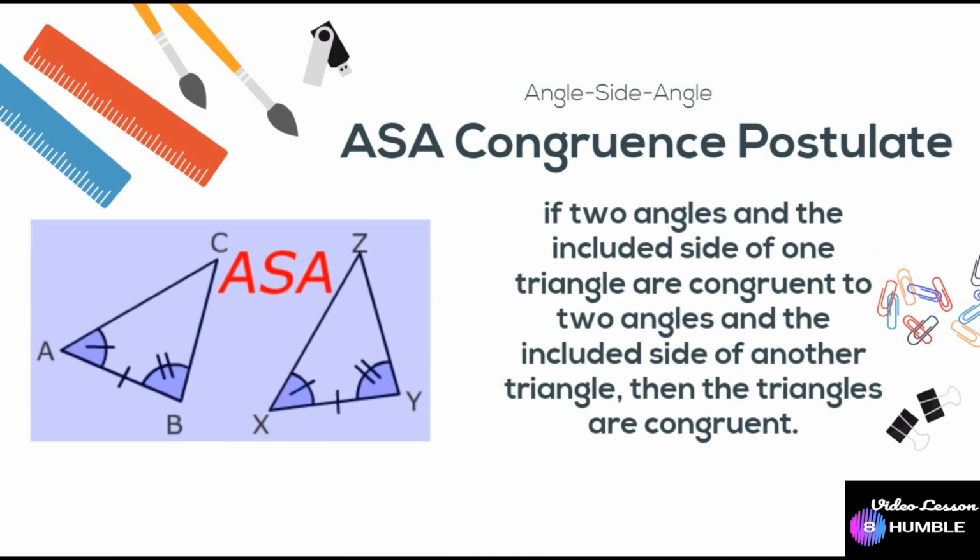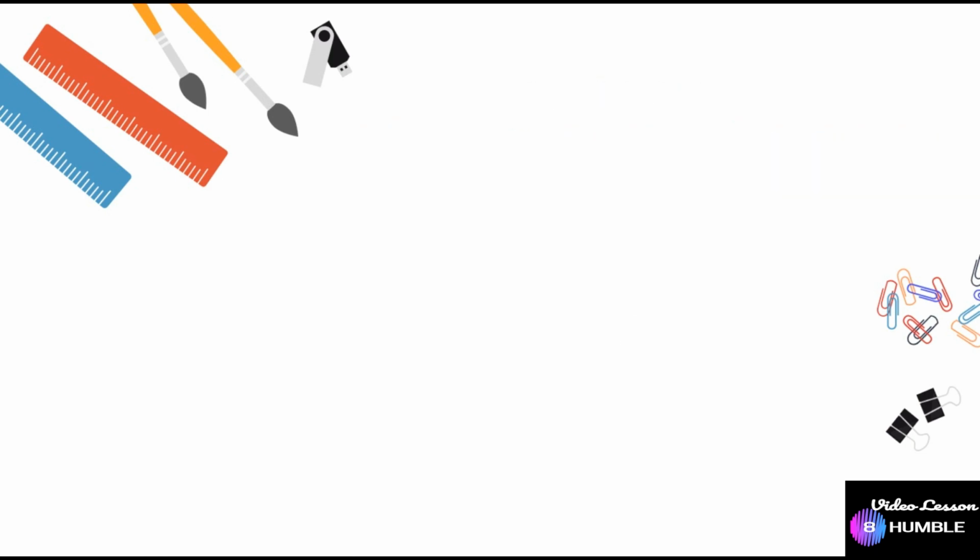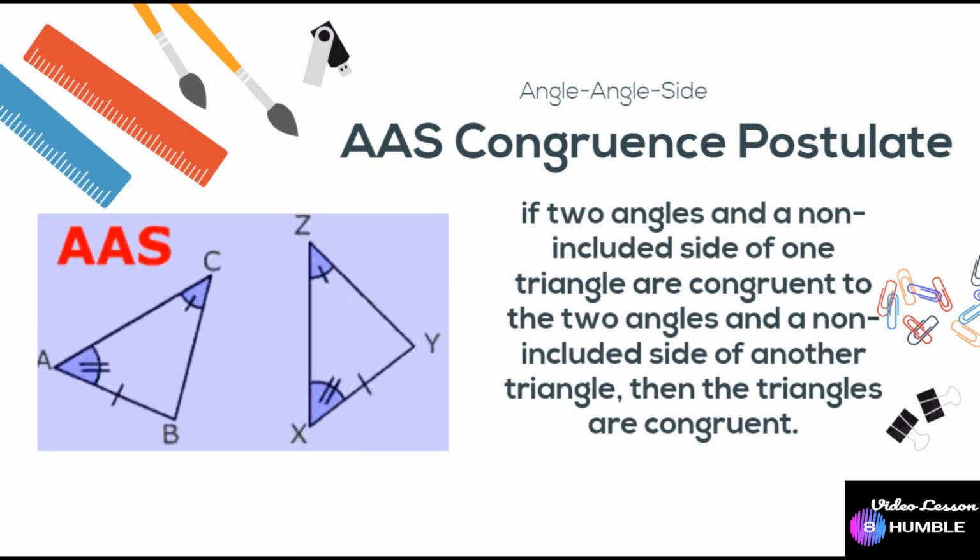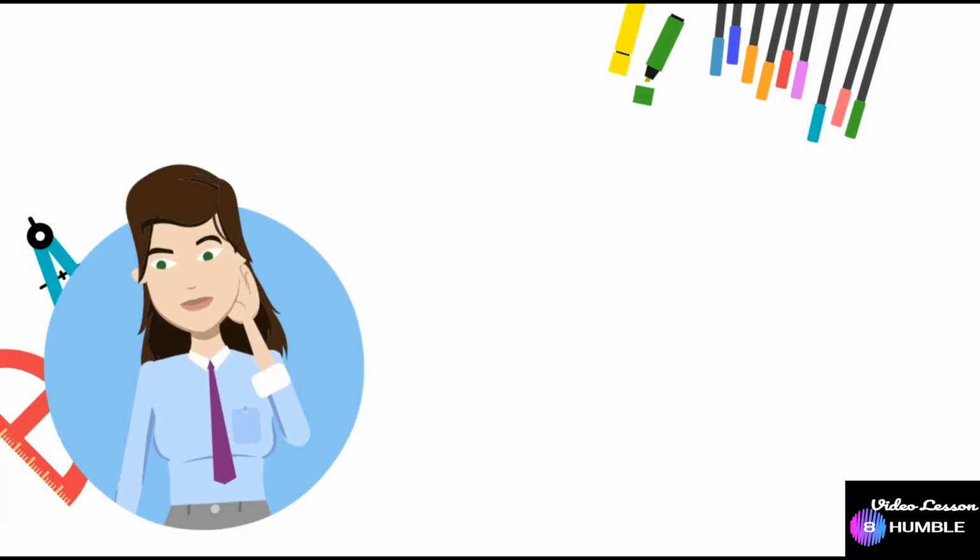ASA. Angle-side-angle states that if two angles and the included side of one triangle are congruent to two angles and the included side of another triangle, then the triangles are congruent. AAS postulate. Angle-angle-side. If two angles and a non-included side of one triangle are congruent to the corresponding parts of another triangle, then the triangles are congruent. In order to use this postulate, it is essential that the congruent sides not be included between the two pairs of congruent angles.